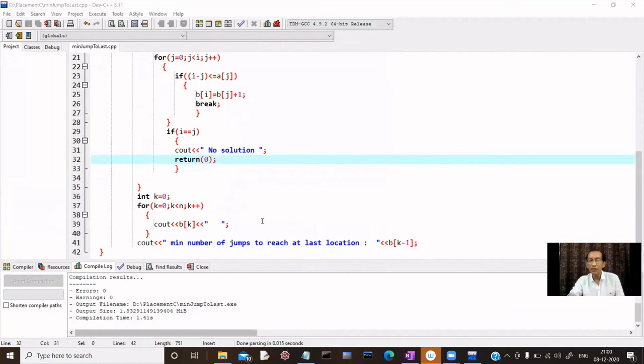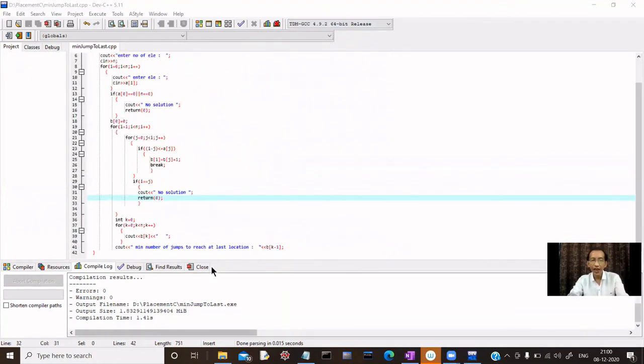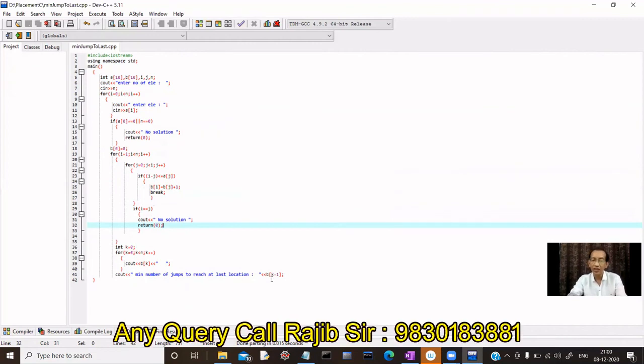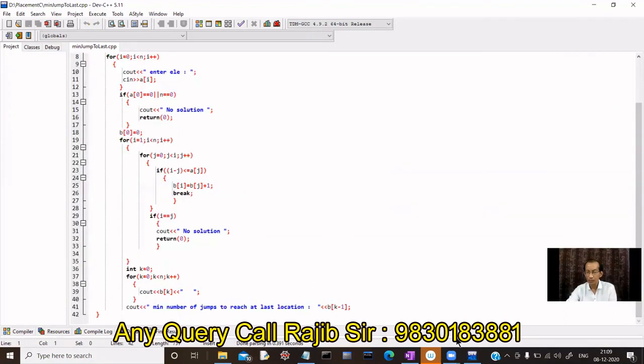You just pause the video, see what the code is telling you, and run it on your own. In the dynamic technique, the last value of the solution array is the answer. Here we are starting from k equal to 0 and going up to k less than n, and k minus 1 is giving you the last, the desired answer. So that is all about the solution of this problem.